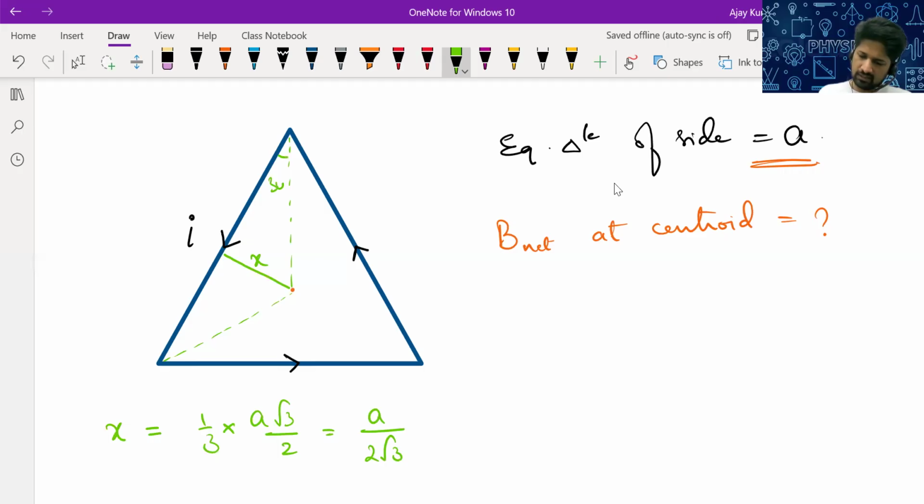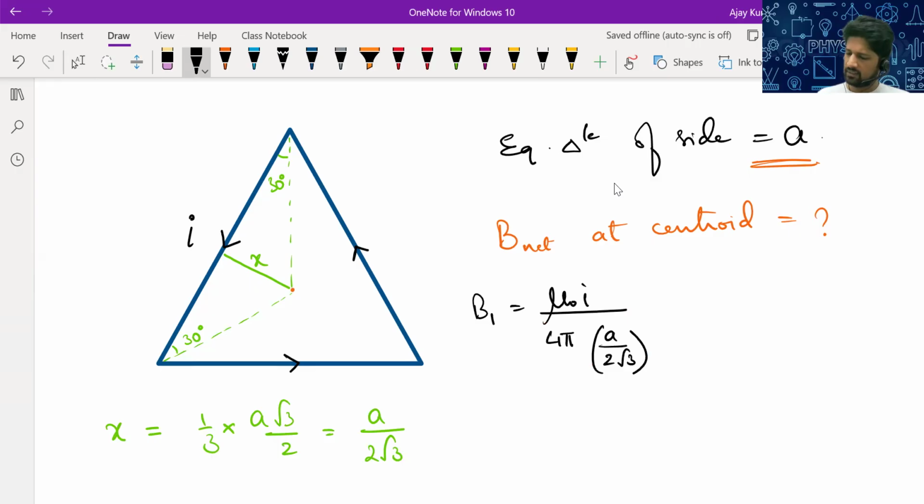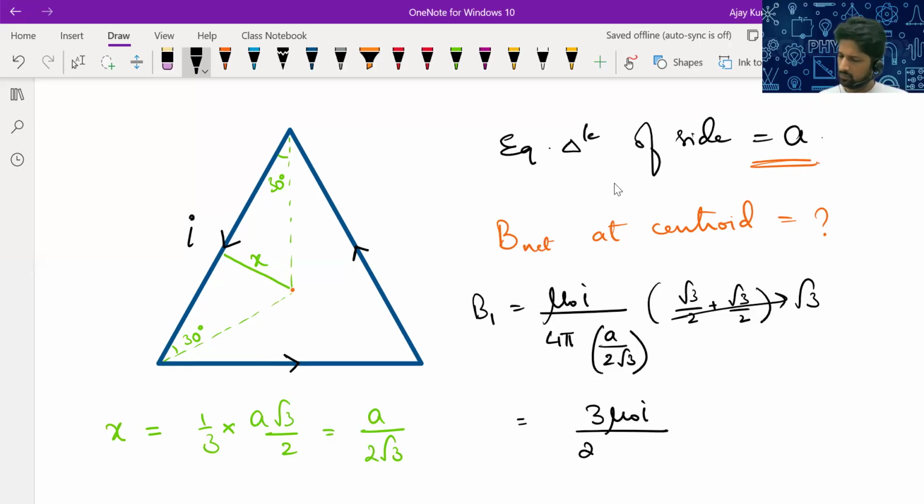And because it's an equilateral triangle, the angle subtended at the ends of the wire will be 30 degrees and 30 degrees. That's all. So field produced by one wire is mu naught I by 4 pi. In place of x, you write A by 2 root 3. Then cos 30 degrees plus cos 30 degrees. That's all. Root 3 by 2, root 3 by 2 becomes root 3, and the denominator root 3 will go to the numerator, it becomes 3. So 3 mu naught I divided by 2 pi A. That is the magnetic field produced by one of them.